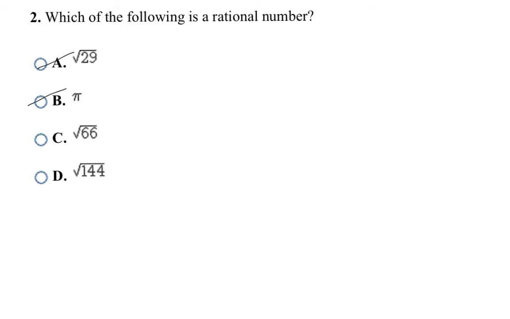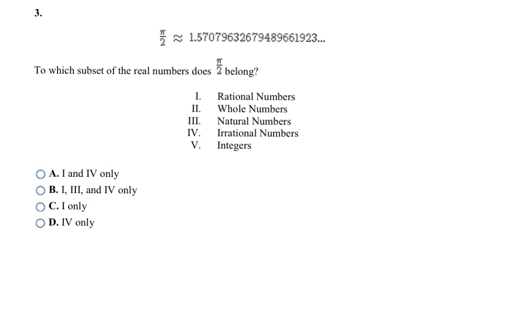That's irrational. C, when I take the square root of 66 in my calculator, I get 8.12403840, etc. That's a decimal that just keeps on going. There's no repeating. So it's not going to be C because it's irrational. And then when I take the square root of 144, that's 12. That's a whole number. That's a rational number. So that is D.